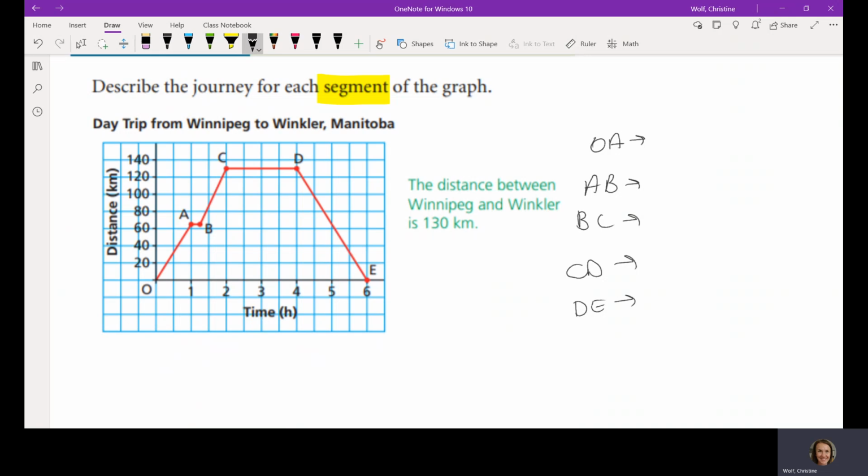Okay, so this graph here is comparing time in hours and distance in kilometers. Okay, so maybe, oh no, sorry, I was gonna make up a scenario, but it says right here what the scenario is. It's a day trip from Winnipeg to Winkler, Manitoba. So someone got in their car, went for a little holiday for a day. So from O to A, it's asking us what happened. So from O to A, they obviously start driving, and they start driving for 1 hour. So from O to A, they drive for 1 hour.